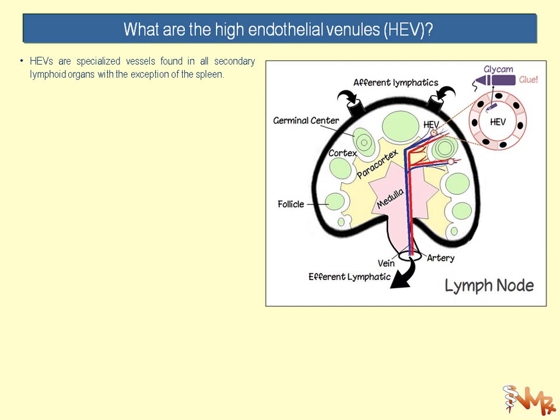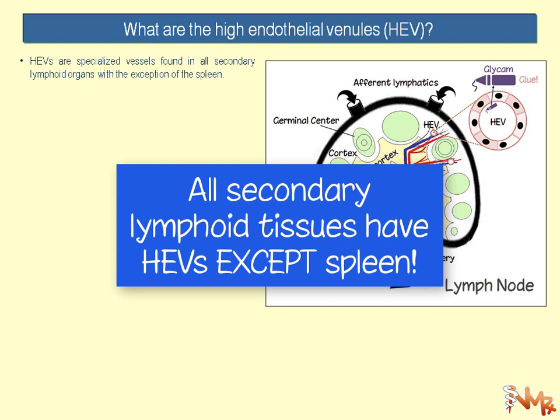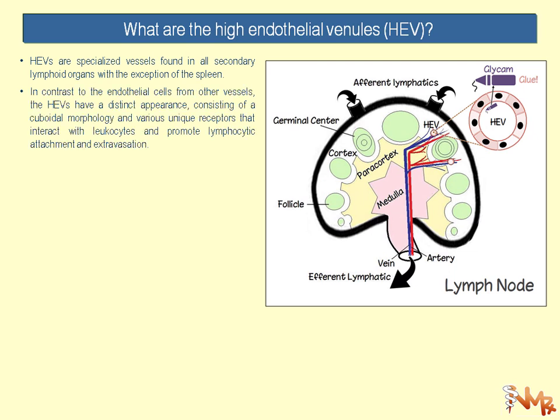HEVs are specialized vessels found on all secondary lymphoid organs. A lymph node is a secondary lymphoid organ. So all secondary lymphoid organs, with the exception of the spleen, and we're going to do the anatomy of it later, have HEVs on them. In contrast to the endothelial cells of other vessels, HEVs have a distinct appearance consisting of a cuboidal morphology and various unique receptors that interact with leukocytes and promote lymphocytic attachment and extravasation.